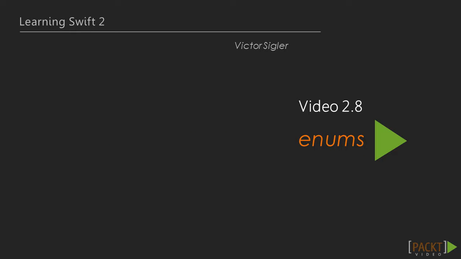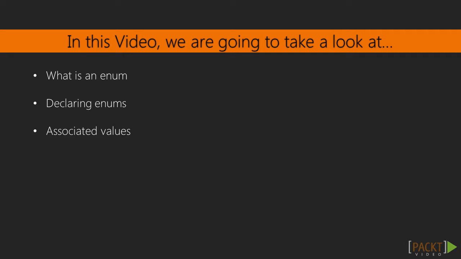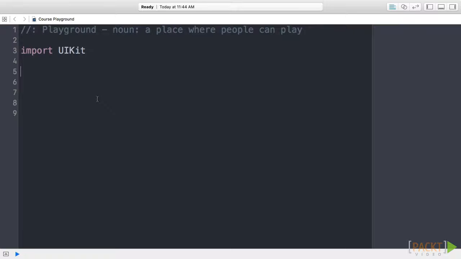In the previous video, we learned about classes in Swift, how to declare and use them, and how they are managed in memory by the compiler. In this video, we're going to take a look at enumerations in Swift, how to define one, its common use, and about its associated values. An enumeration defines a common type for a group of related values and enables you to work with those values.